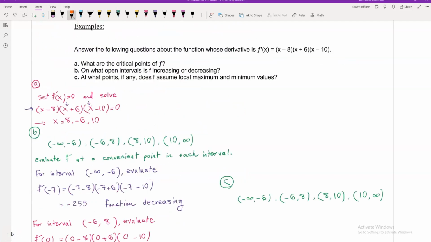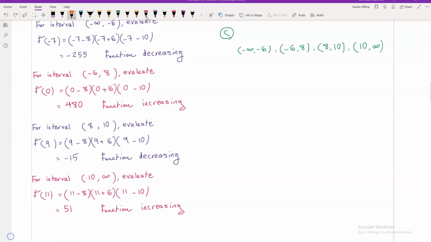Now part C, at what point, if any, does f assume local maximum and minimum values? Based on what we did for part B, for the interval negative infinity, negative 6, the function is decreasing. For negative 6, comma, 8, the function is increasing. So from left to right, f prime changes sign from negative to positive. So here decreasing and then increasing. That means at this point we have a local minimum at x equal to negative 6.